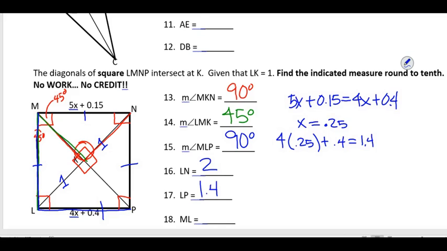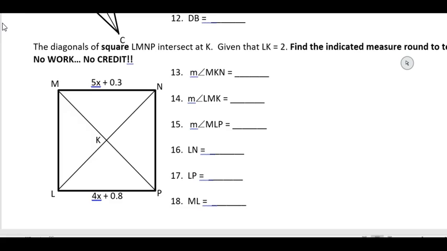Well, and here's the other part. We know that all 4 sides are congruent. So if LP is 1.4, then ML has to be 1.4. So the answer to this version, for the angles, is the same. So we've got MKN. MKN, again, that's a right angle there, so that's 90 degrees. Then we got LMK. LMK is here. Well, all of this was 90, so half of 90 is 45. Then we got MLP. MLP, again, was this angle down here, and all of them are right angles, so it's 90 degrees.